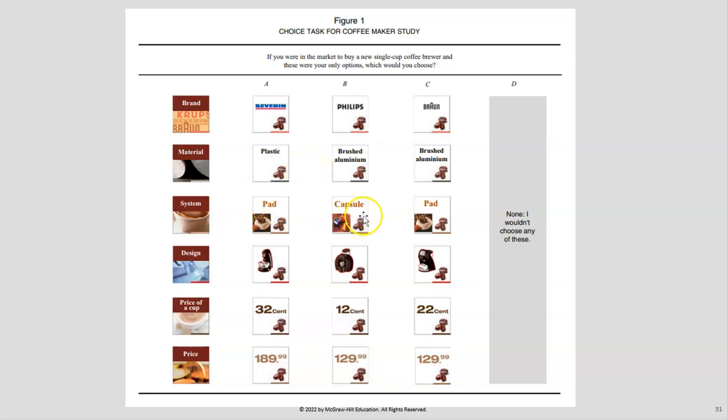The system could be a pad capsule or capsule system. The material could be plastic or brushed aluminum. We're looking at 3 different brands. The price per cup of coffee, 32 cents, 12 cents, 22 cents. And then the price of the coffee maker varies from $130 to $190. The survey respondent is asked if they would purchase coffee maker A, B, or C, or if they wouldn't purchase any of these. The resulting data can be used to estimate demand functions.